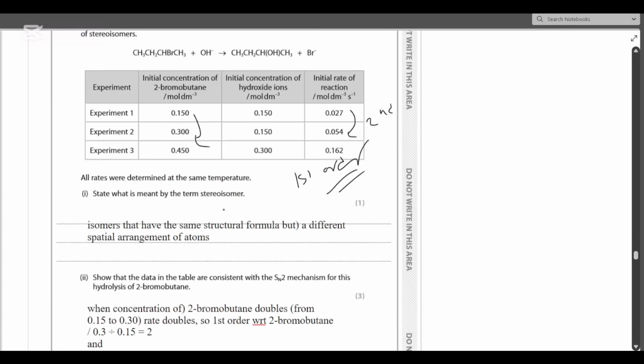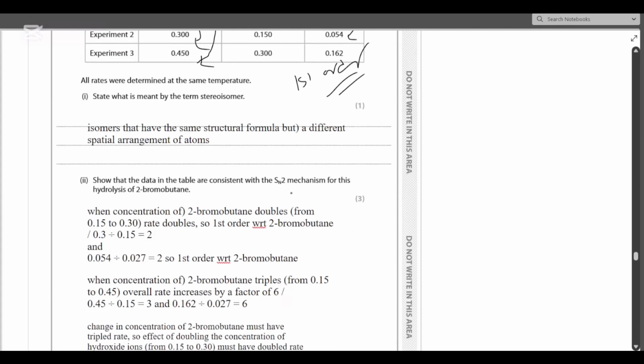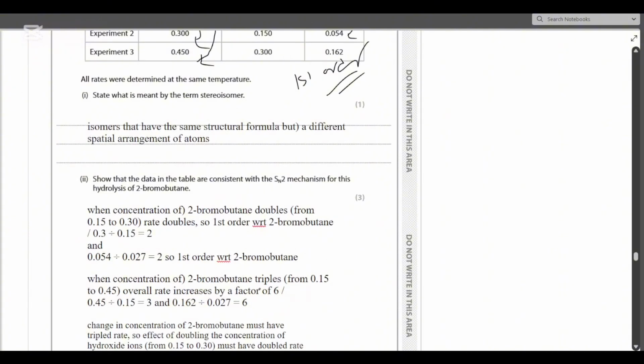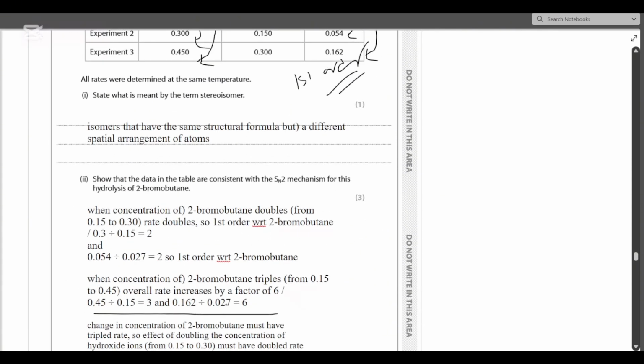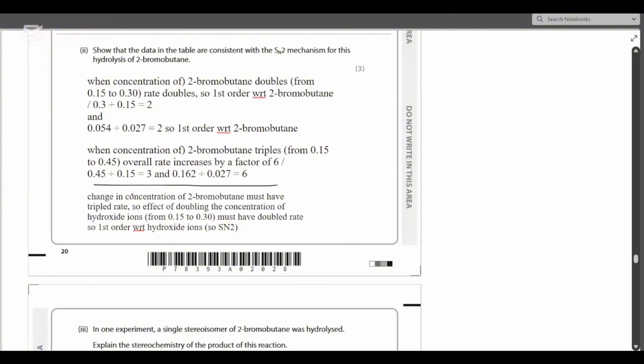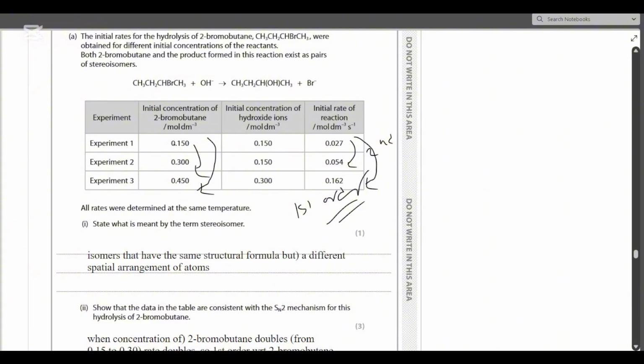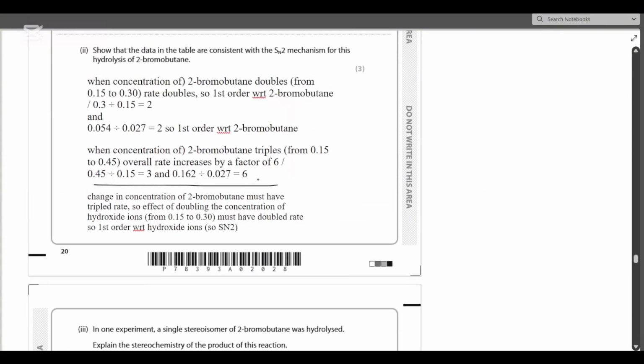When the concentration of hydroxide is tripled, we can see right here what is happening. There is an overall increase in the rate of reaction by a factor of 6. We can see the calculation right here. This is over a factor of 6. If you divide it, you get 6. So the change in concentration must have tripled the rate, and the effect of doubling the concentration must have doubled the rate. Exactly. Since, as I said, when the concentration was tripled, the rate increased by a factor of 6.